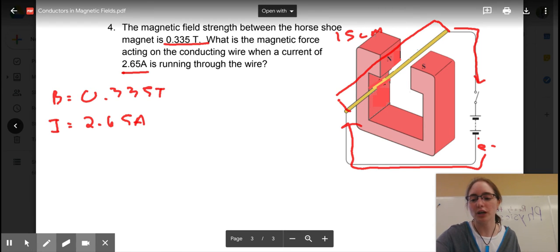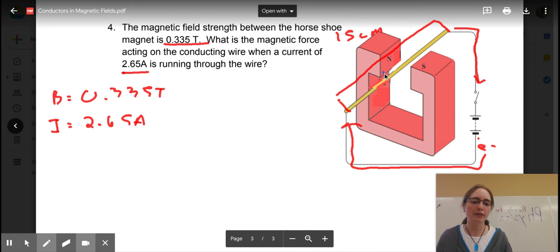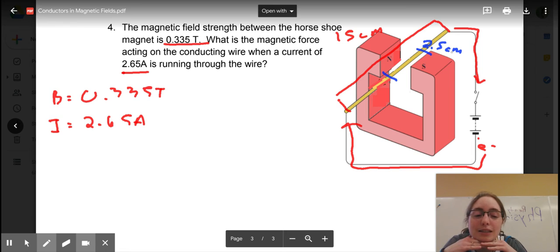However, I'm going to switch colors so it's easier to see. We'll go back to blue. The length of the wire that's inside the magnet from here to here is going to be 2.5 centimeters. We are not to scale. So when I'm picking my values for the force that this thing is going to be experiencing, what do I pick? 15 or 2.5? Think and decide.